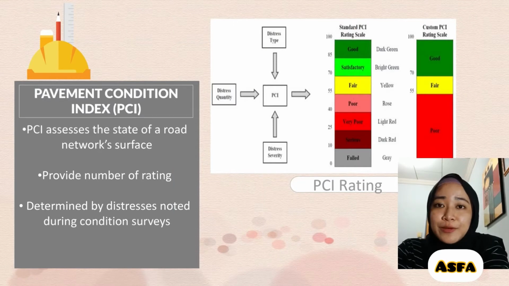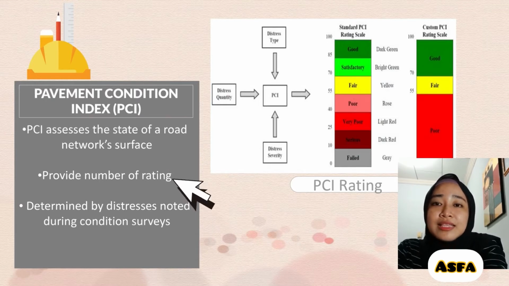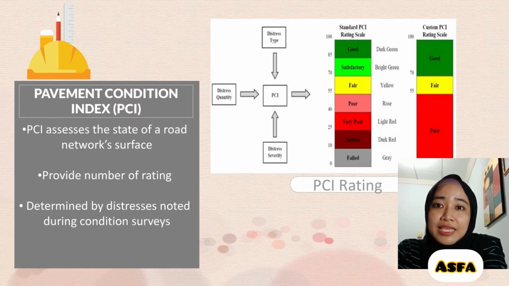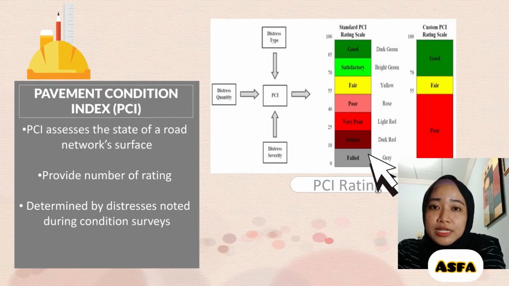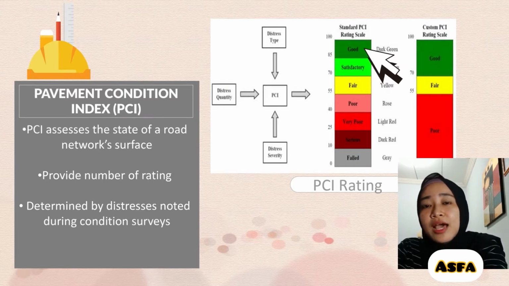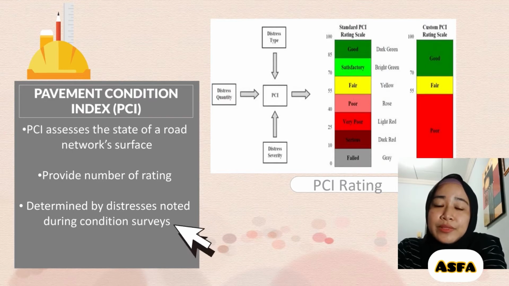Next, I will present about PCI, Pavement Condition Index. Pavement Condition Index assesses the state of the road network surface. Second, it provides a numerical rating. If you can see the PCI rating in the slide, from the bottom with rating scale 0 being the worst or failed condition and rating scale 100 is the good PCI standard. After that, the PCI is determined by the distress noted during the condition survey or inspection.